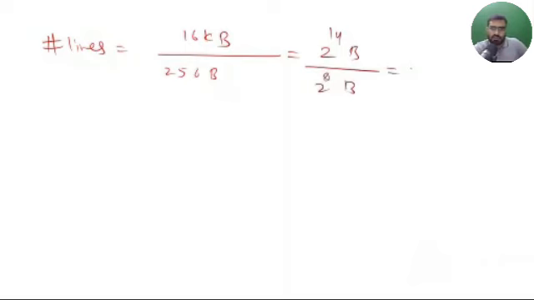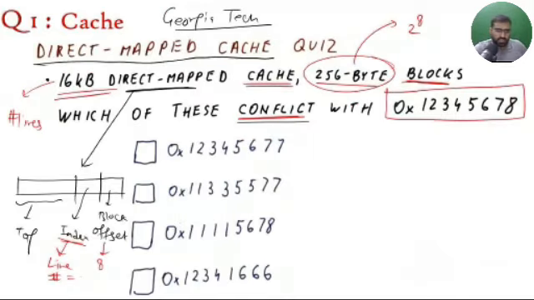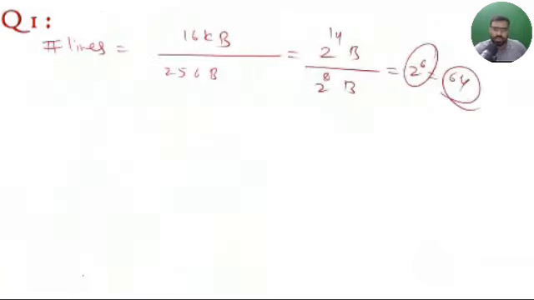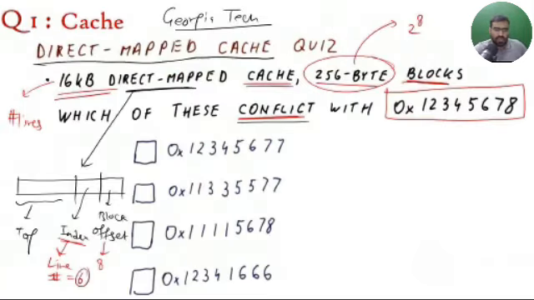So for the line number, or I can say the index, you need how many bits? You need a total of 6 bits. Finally, for the tag, how many bits do you need? You can see the address size is already given to you, in hexadecimal. That is 8 into 4, which is 32 bits.